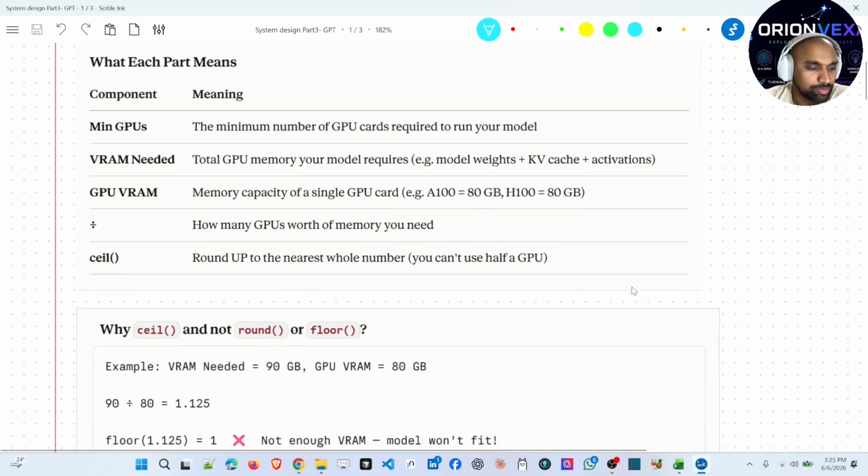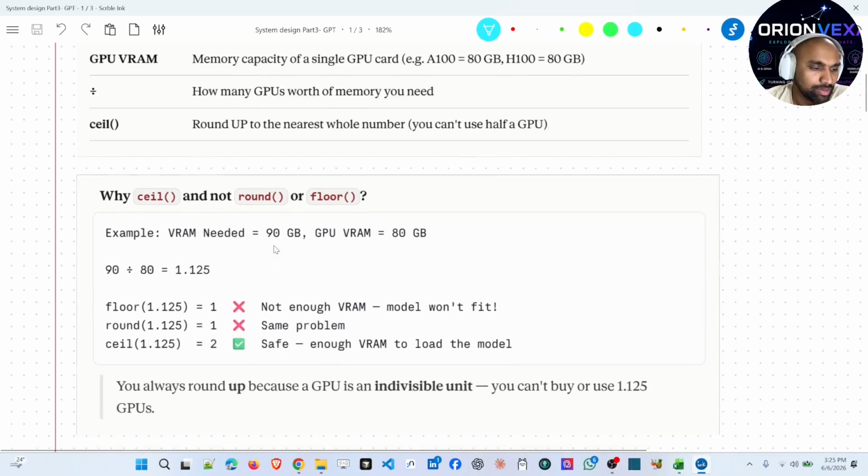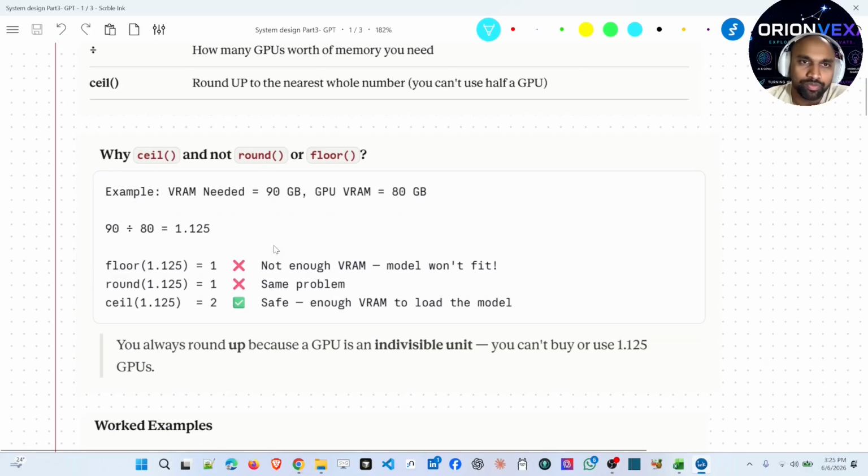activation functions requirement. GPU VRAM is the memory capacity of a single GPU card; A100 has 80 GB, H100 has 80 GB. And that we need to do, that is how many GPUs' worth of memory units. Ceil means rounding up to the top. Why are we using ceil instead of round and floor? These are the other rounding options we can use.